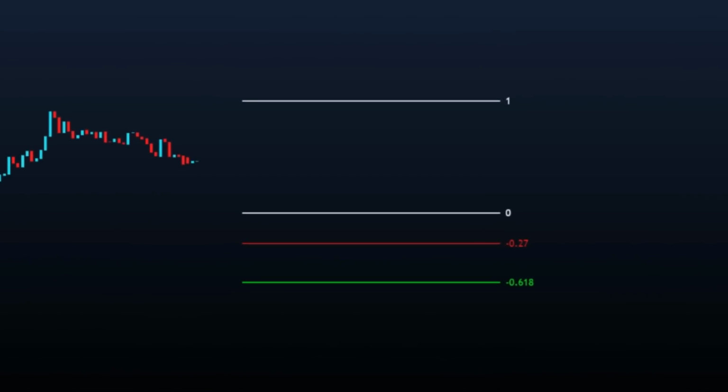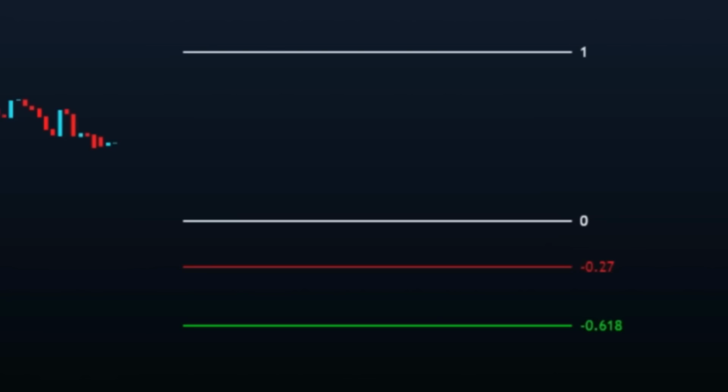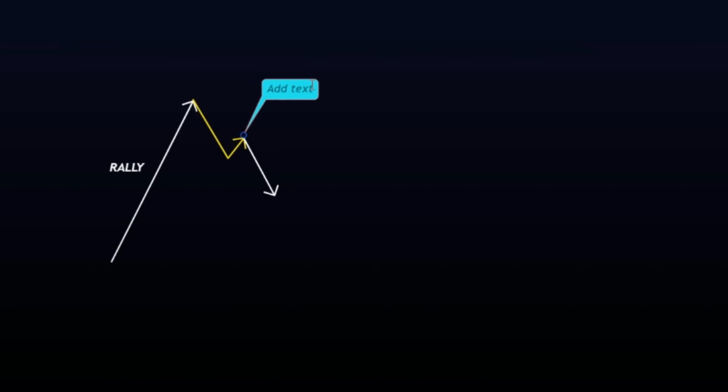So this is the Fibonacci we're going to use along with the previous one. The concept is quite simple. There is a rally which is followed by a minor pivot, then a final pivot at the end. These two pivots combined form the base or the correction to the rally.